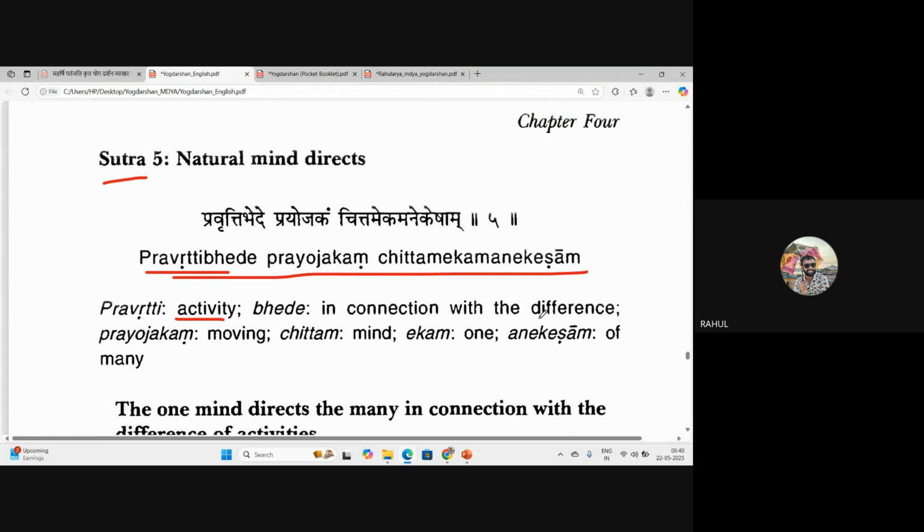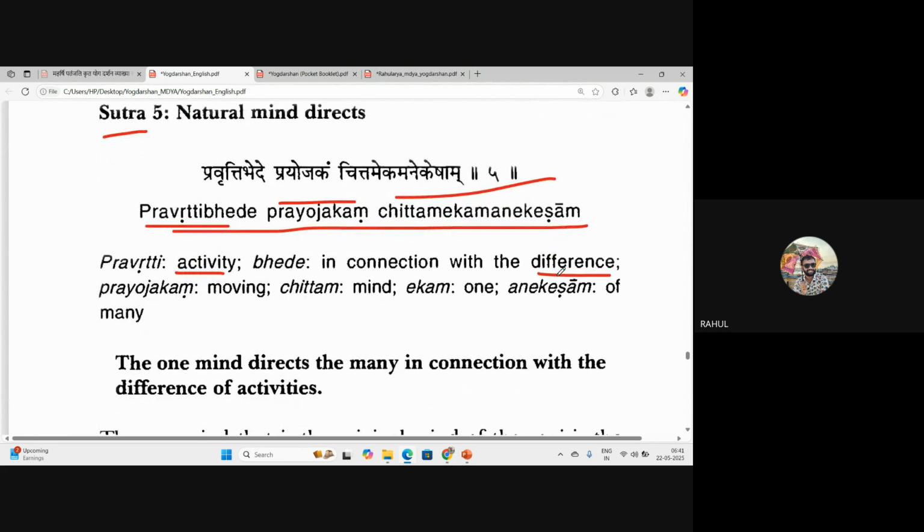Bhede meaning difference. Prayojakam meaning purpose. Chittam ekam anekesam. The many chittas are there, but one chitta is the main one controlling all the chittas. The one mind directs the many in connection with the difference of the activity, whatever happens.